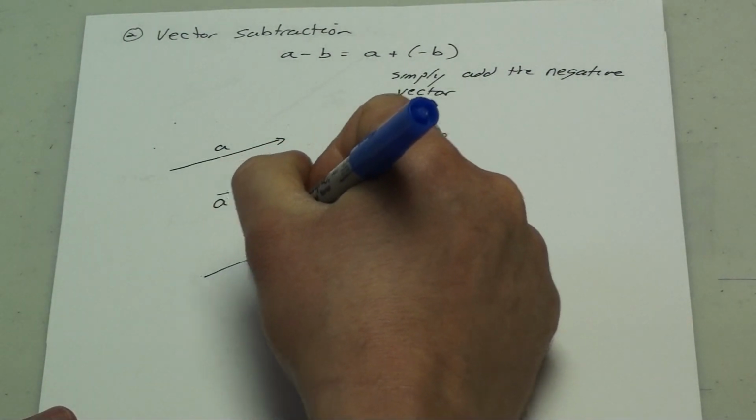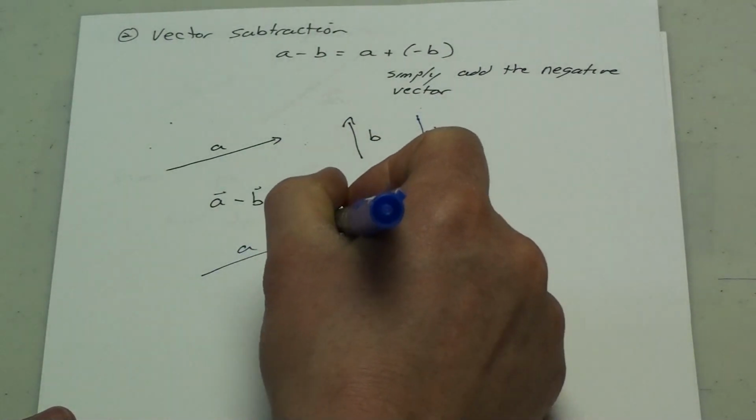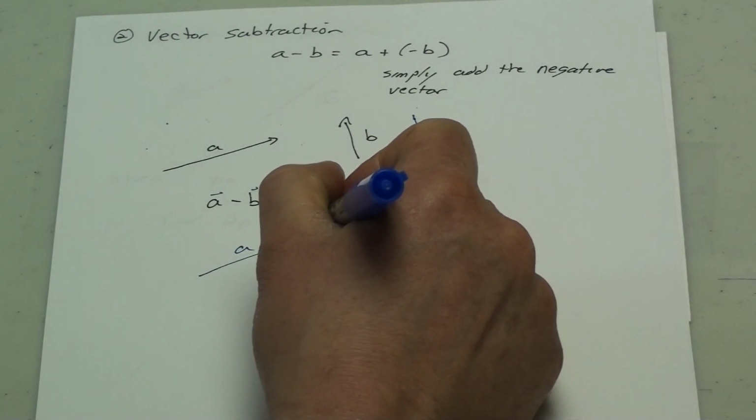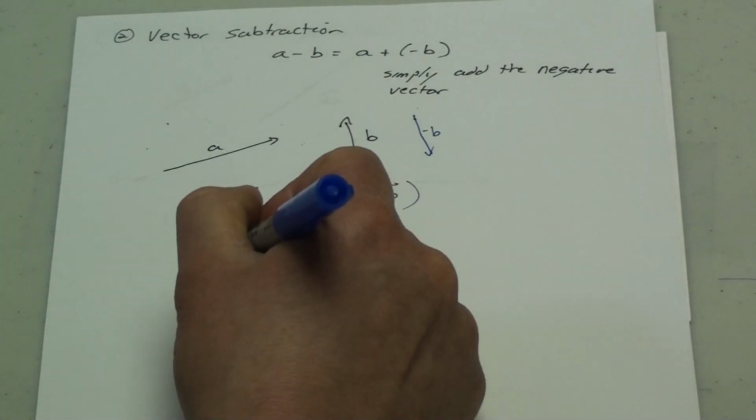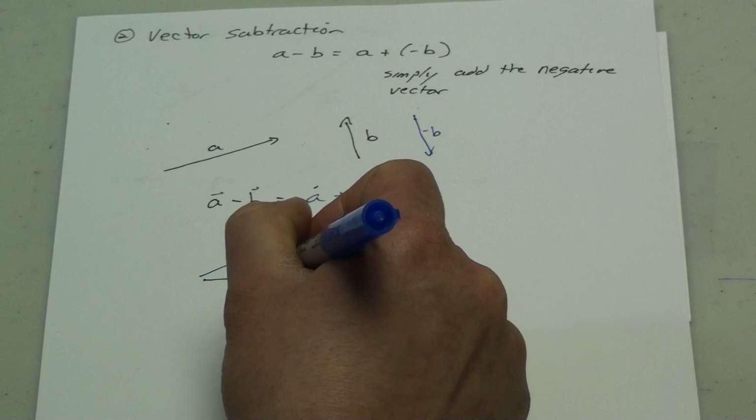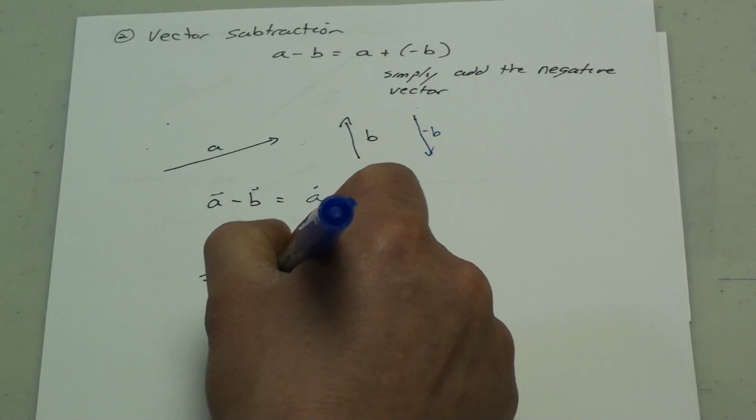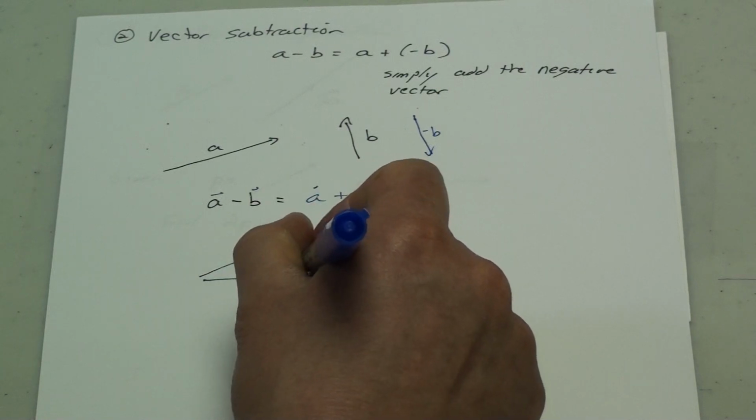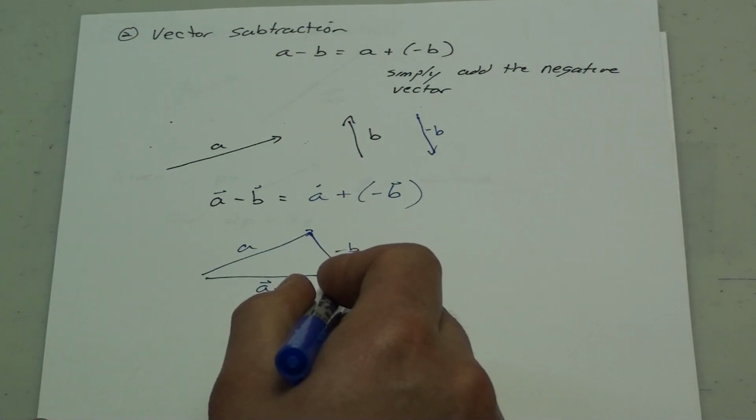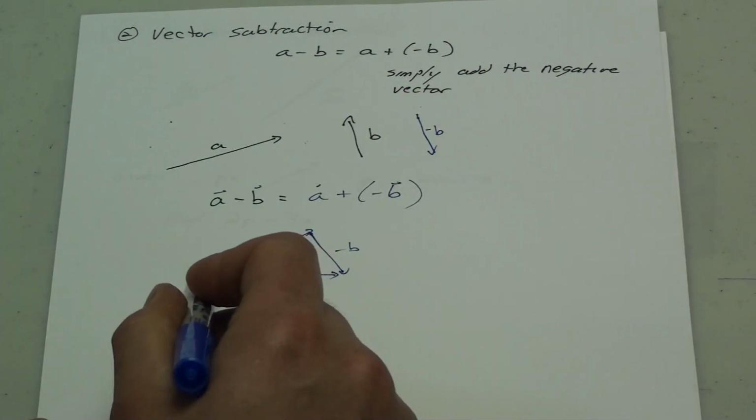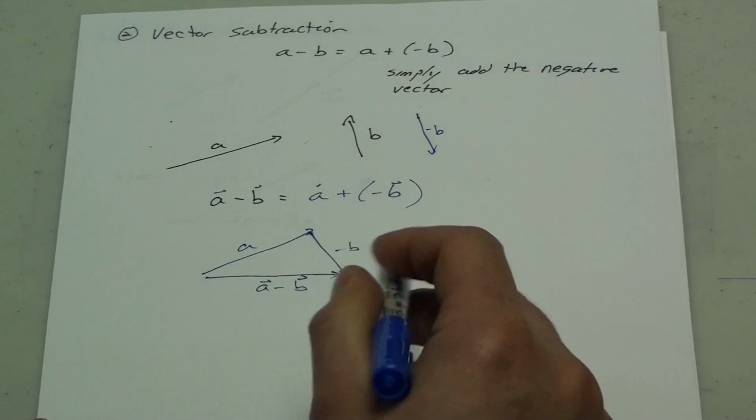Now I want to add A and the negative B. So take vector A, then where it finished, I start my negative vector B. And here I have going from vector A subtract B. So where I started to where I finished, this would be considered A subtract B. Again, I started here, I finished there, so my final solution should start here and finish there as well. Just a shorter way of getting that.